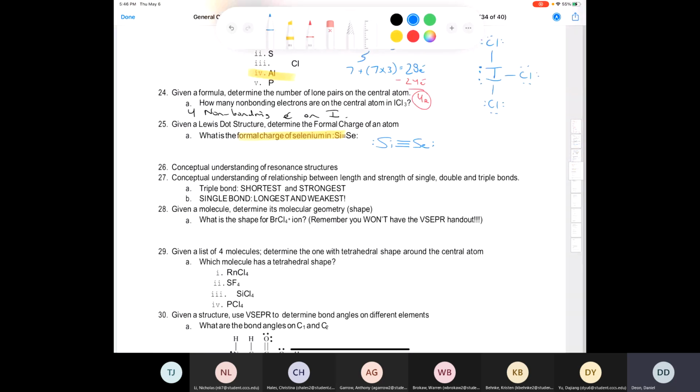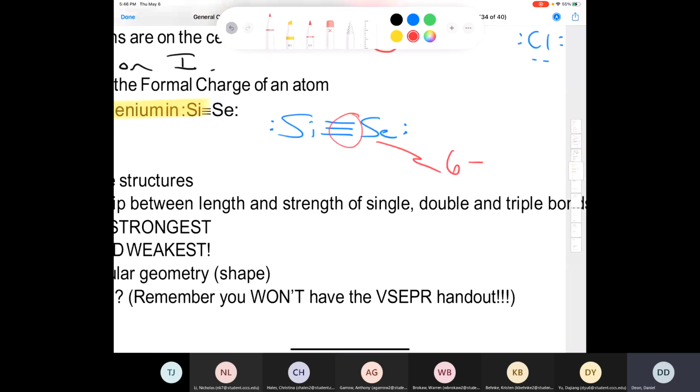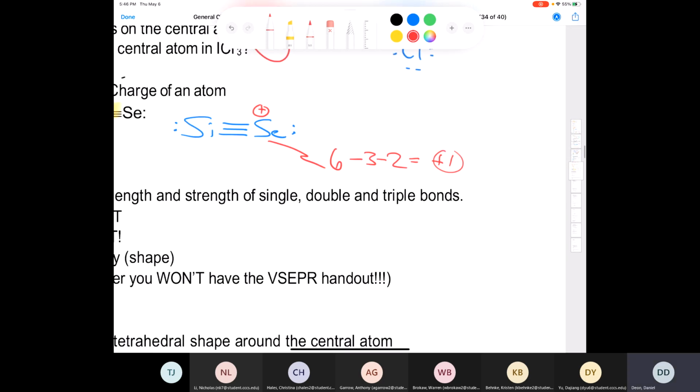Well, if we go to our periodic table, which of course you're going to have, selenium is in group 6A. It has 6 valence electrons. You see oxygen, then sulfur, and then selenium is next. 6 valence electrons. Remember that when we're calculating formal charge, we subtract the number of sticks and the number of dots. So we have 6, subtract 3 sticks, subtract 2 dots gives us positive 1. Therefore, we have a +1 charge on our selenium, like that. All right, let's move on from there.